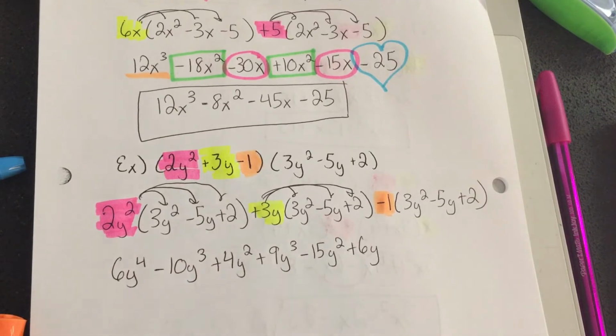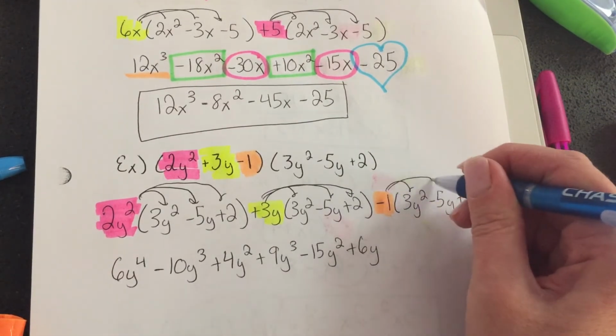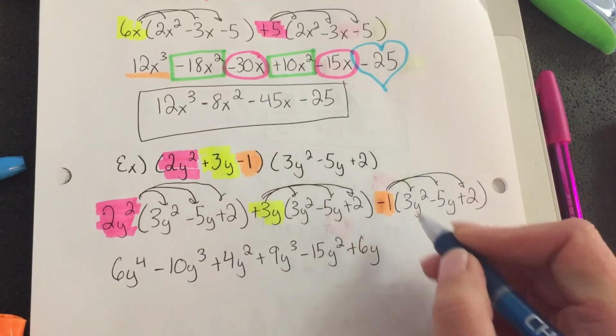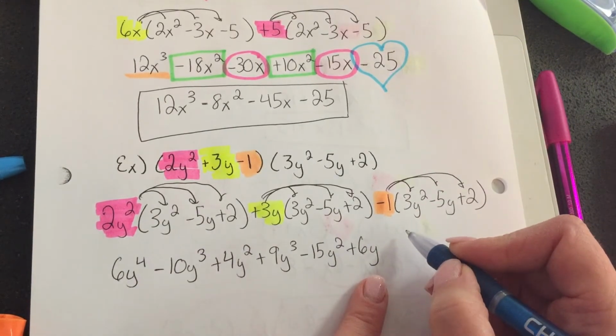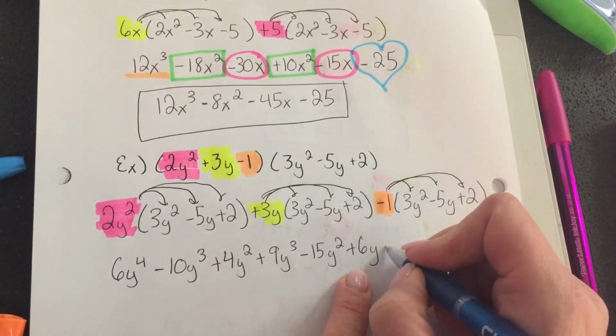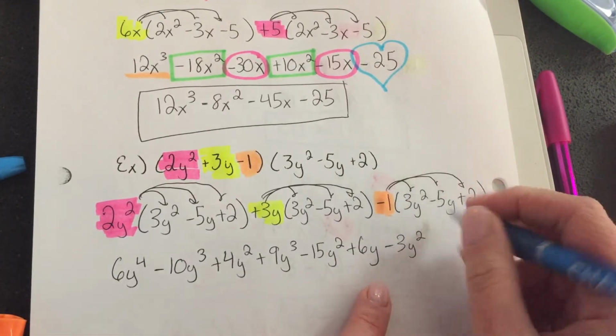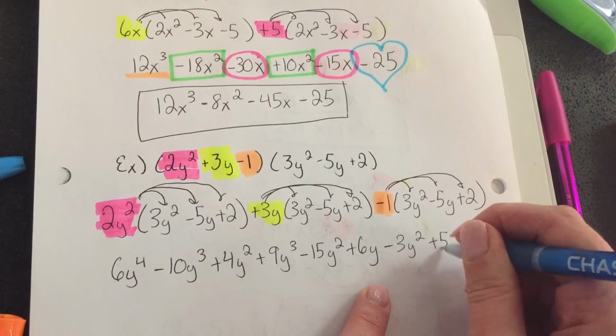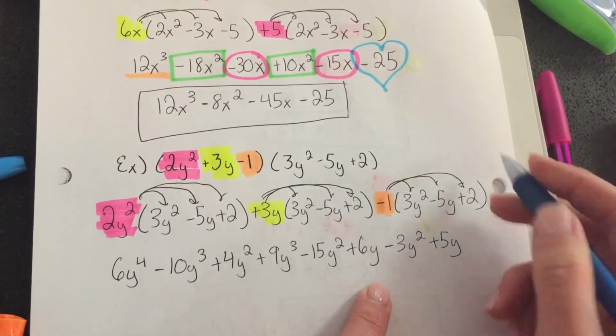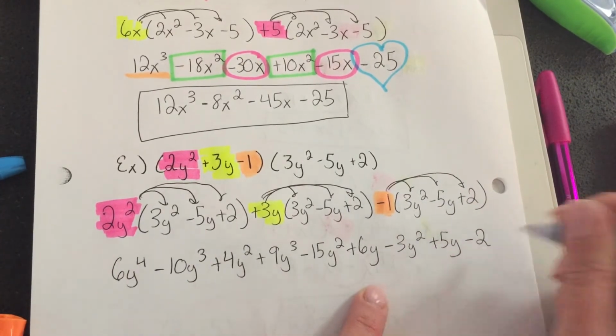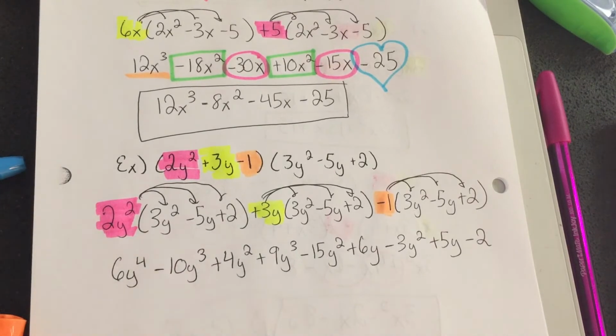Okay, got that one done. And now let's distribute negative 1 to all three terms. Negative 1 times 3y squared is negative 3y squared. Negative 1 times negative 5y is a positive 5y. And negative 1 times 2 is now a negative 2. Combine like terms.